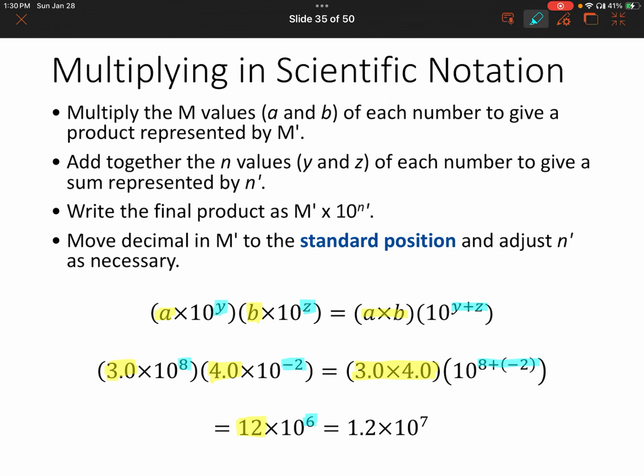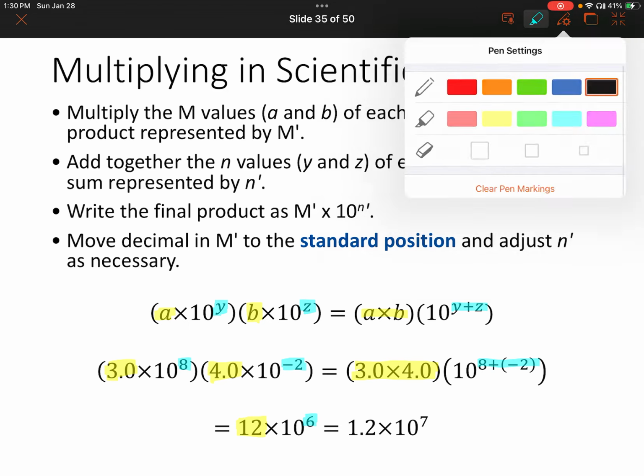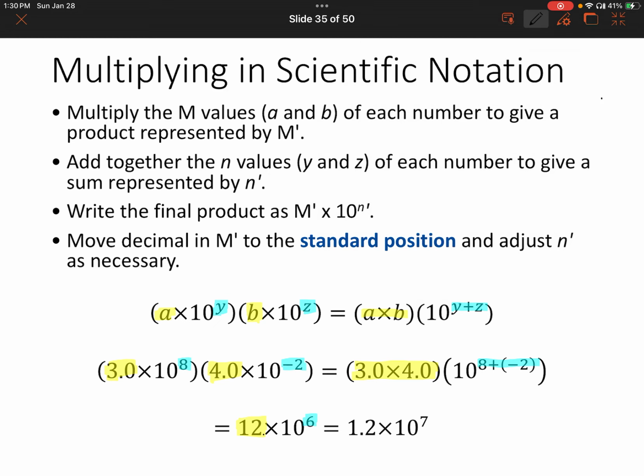But notice that 12 is outside of the range for a coefficient. Remember, our coefficient has to be between 1 and 10 or equal to 1. So what we need to do is put a little decimal here after the 12, and we're going to move that over one spot so that we have 1.2. So that will be our new coefficient, 1.2.